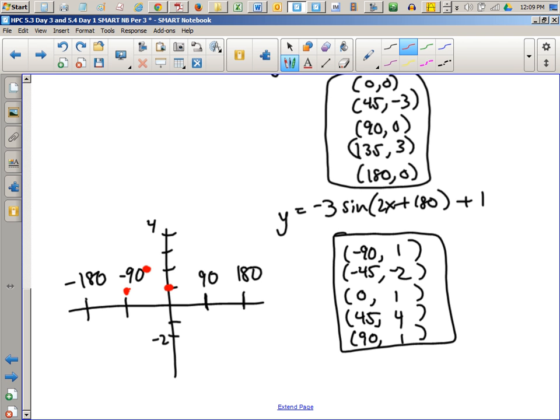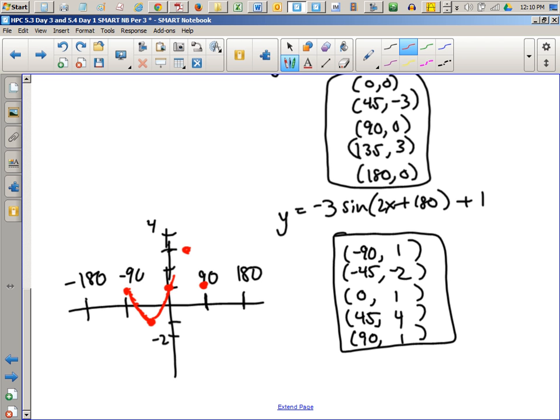45, 4, let's see, this isn't quite right. Oh, I have this point in the wrong spot, that's why. This point here should have been at negative 2, thank you. The second one I drew should have been right here, thank you. 45, comma 4 is right here. And lastly, 90, comma 1 is right here. And then you can connect your dots.